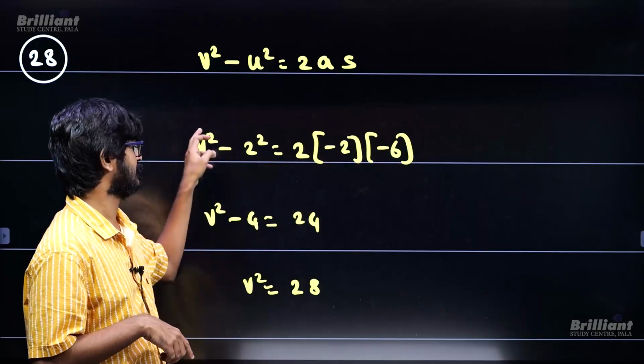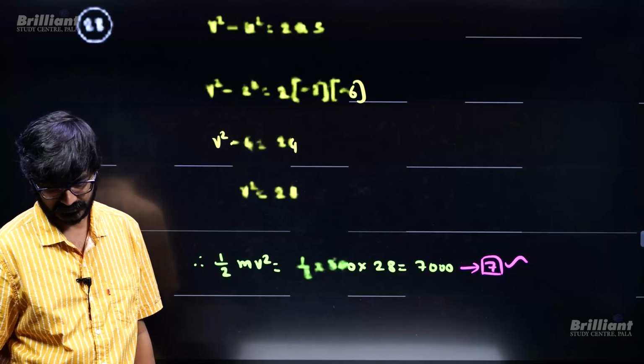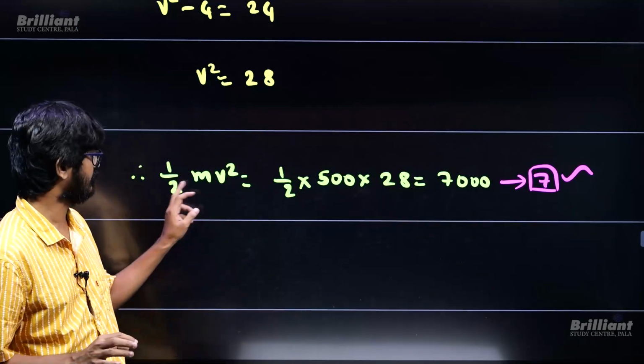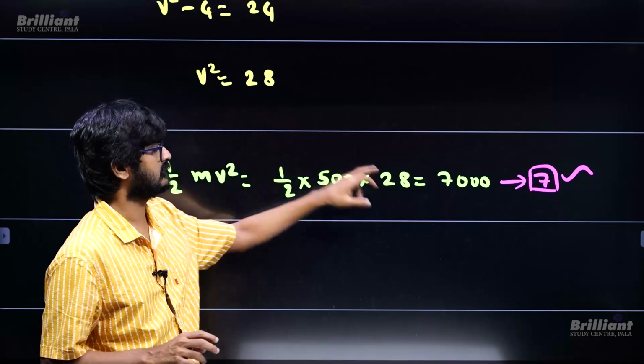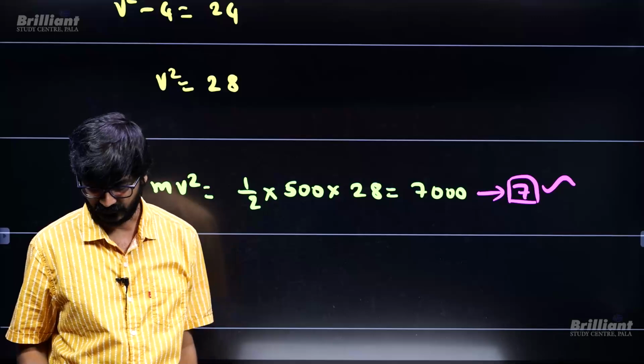From here I need to get what is this value. V square will turn out to be 28. Once I know v square is 28, I need to find what is kinetic energy. Half mv square. Mass is 500. V square is 28. Right? So you will be getting 7000, which is 7 kilojoules.